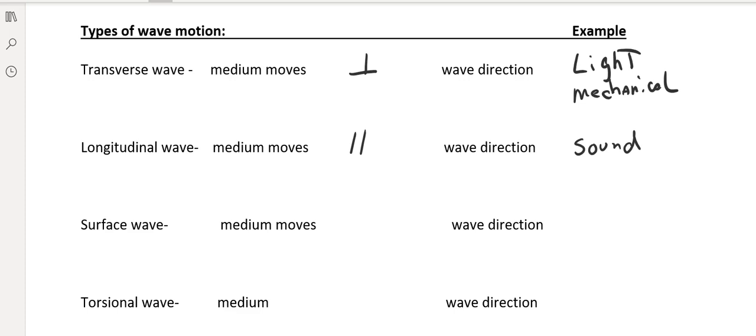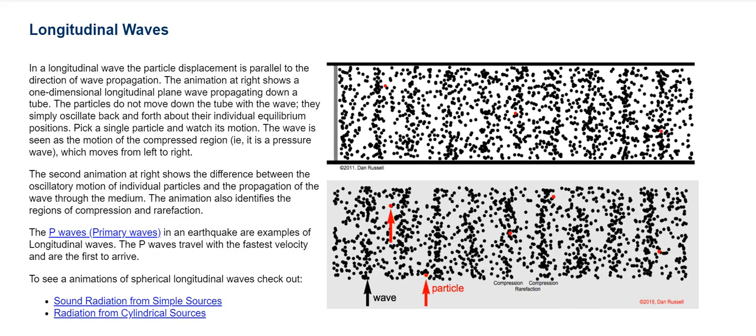Now, a surface wave moves both perpendicular and parallel. So it's actually kind of a circular motion. There's some different types of these. A couple examples of that would be like an earthquake and water. Okay. Let's take a look at the simulation here.